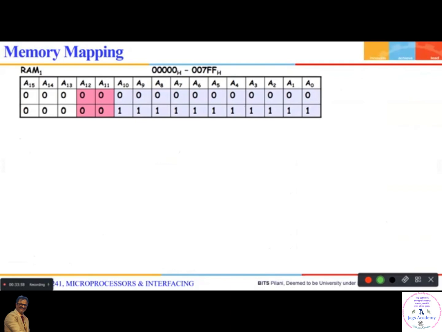First you write this table in the design process. This is the starting address of RAM 1, that is 0000. This is the ending address of RAM 1. Do I need to explain how this came? We are writing only this much. 0 means 0000, 7 means 0111, and F means 1111. Like that you have to write. Have you understood?